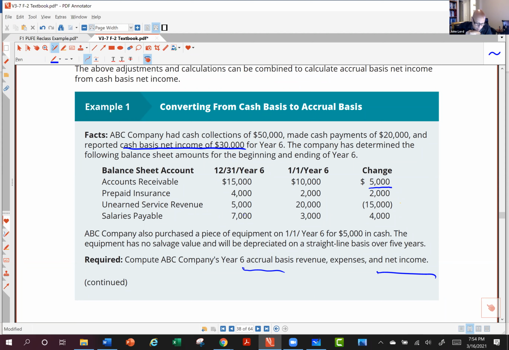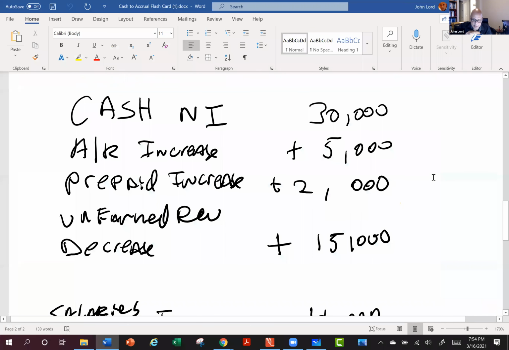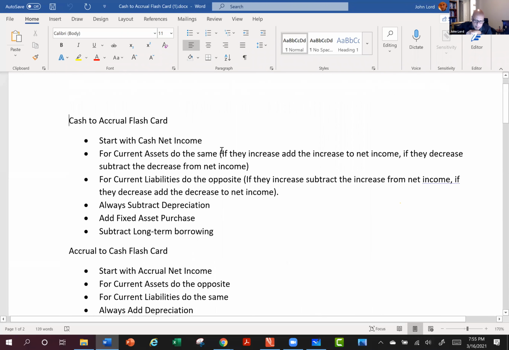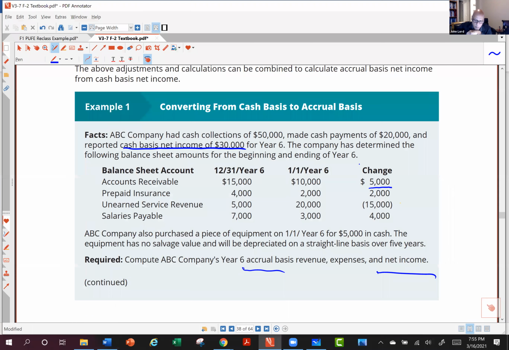Okay. So when I come back over to my flashcard, since that's an asset, I do the same. I add it, right? The 5,000. That's what the flashcard said. Do I need to go back to the flashcard for a second? For a current asset, do the same. If it increases, add it. Okay. The problem told me here that the accounts receivable increased. They gave me the change. And a lot of times you might have to calculate the change. It increased, so I added it.